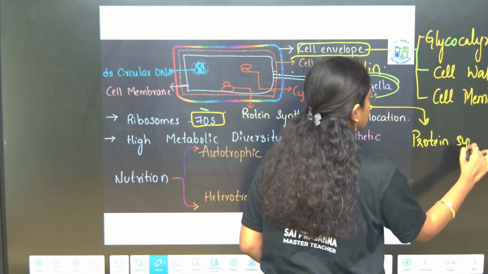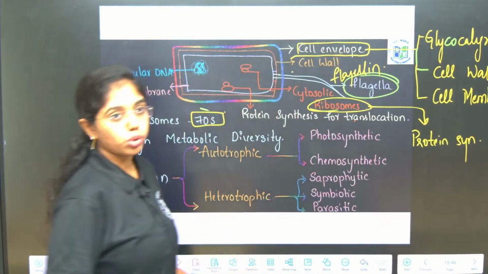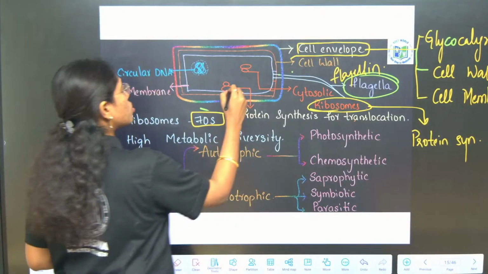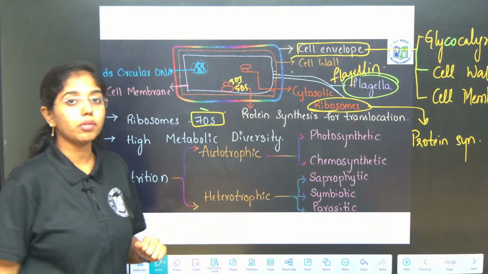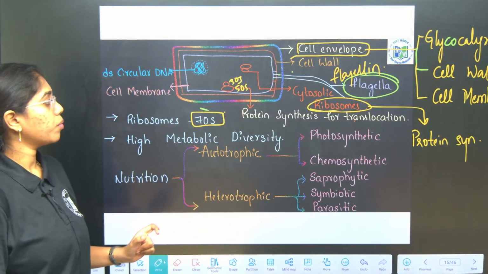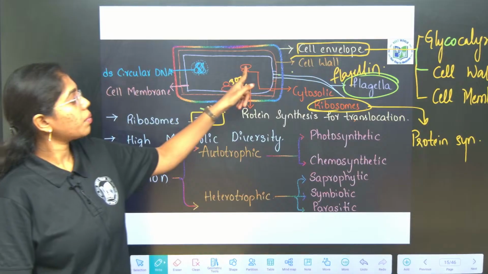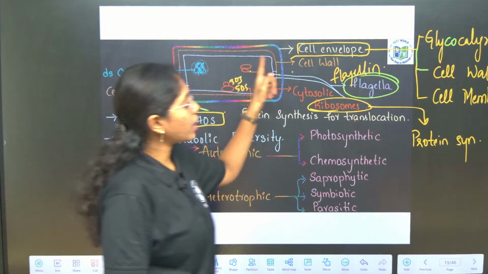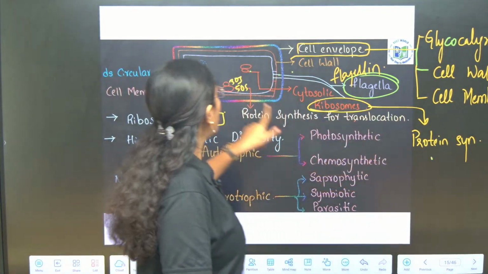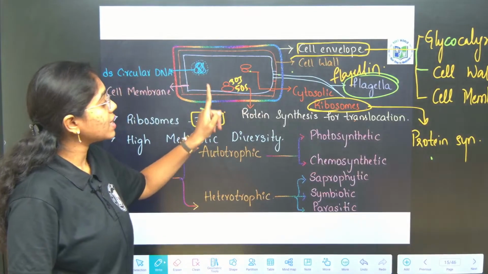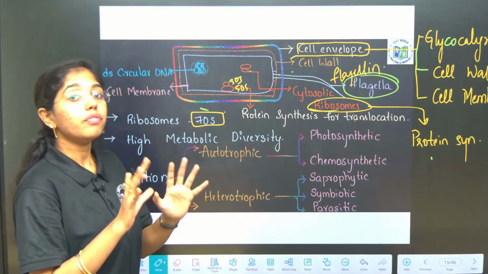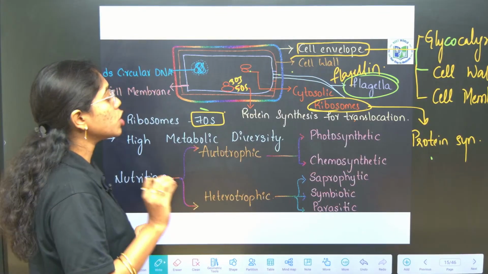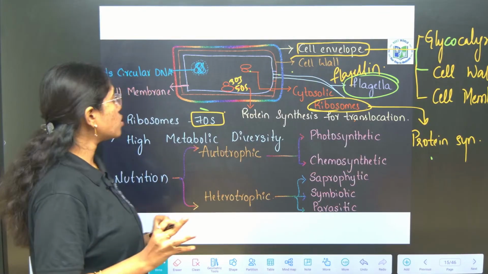Protein synthesis is the function of ribosomes. 70S ribosomes, which is 50S and 30S, are the two subunits of the 70S ribosomes. Those ribosomes which are present in the cytoplasm are purely involved in protein synthesis. Those ribosomes which are attached to the cell membrane are involved in synthesizing proteins for translocation. Those proteins which are synthesized will be translocated.